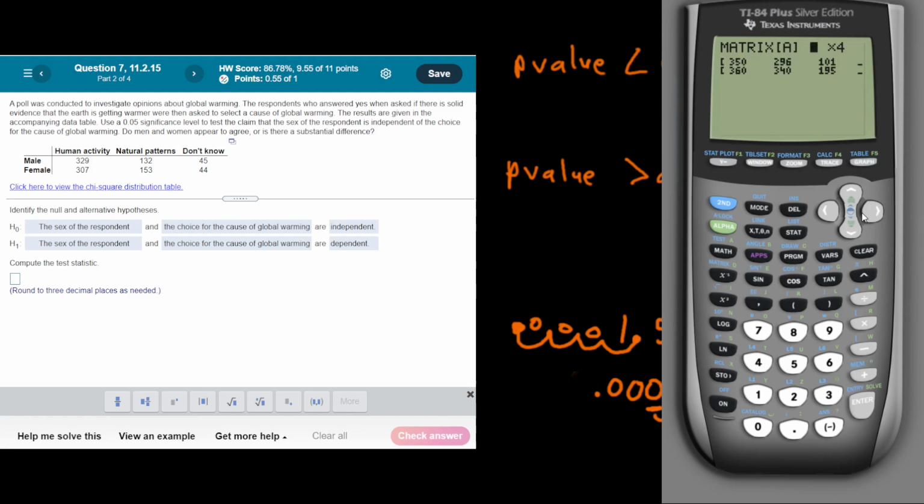Okay, this is a 2x3, so let's go ahead and put a 3 here. Okay, so let's put in our numbers. 329, 132, 45, 307, 153, and 44. All right, hit second quit.